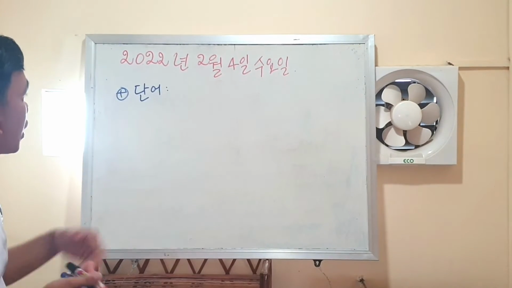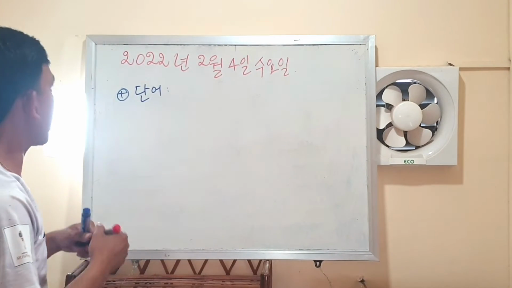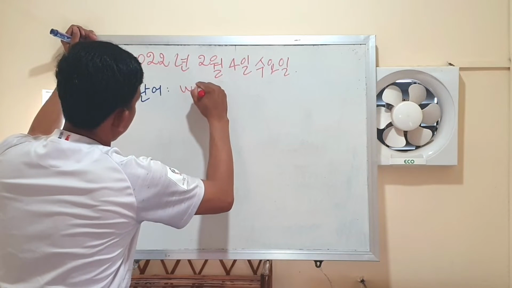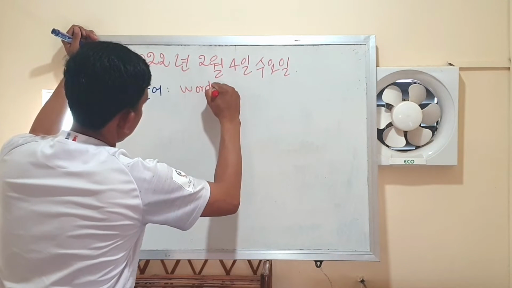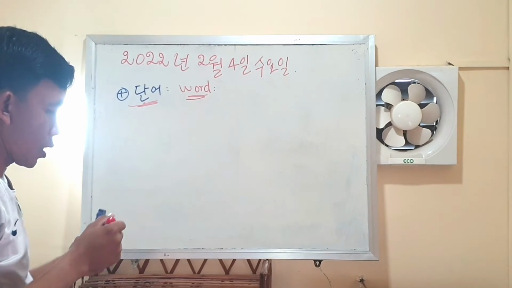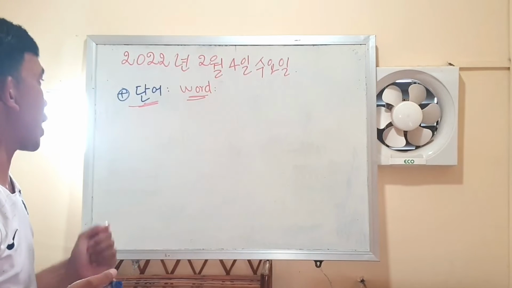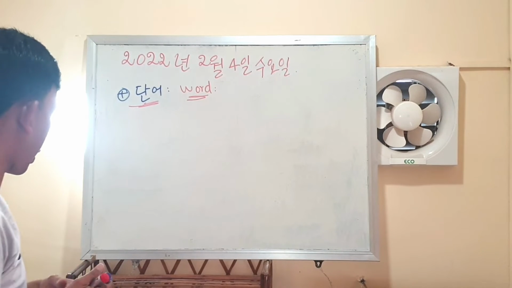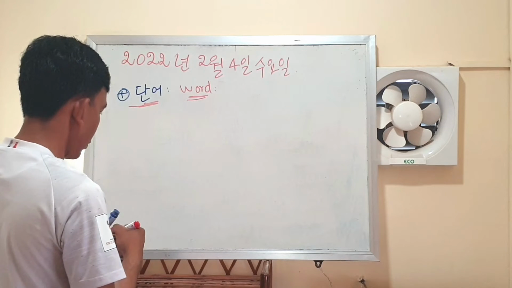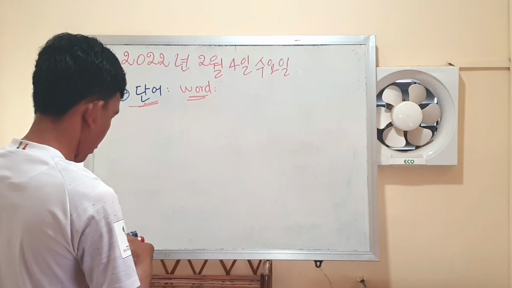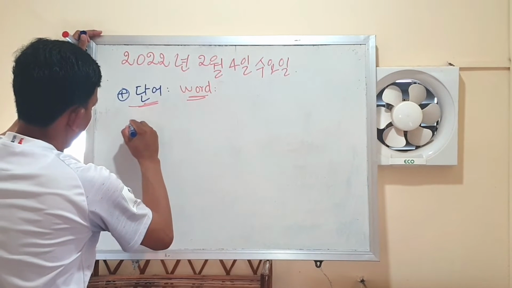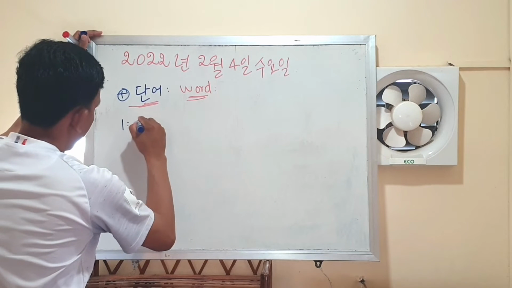Tano, tano, tano, what does it mean in Korean? In English, tano means word. Okay, and today we just study the words of the Korean language, right? Just read first.